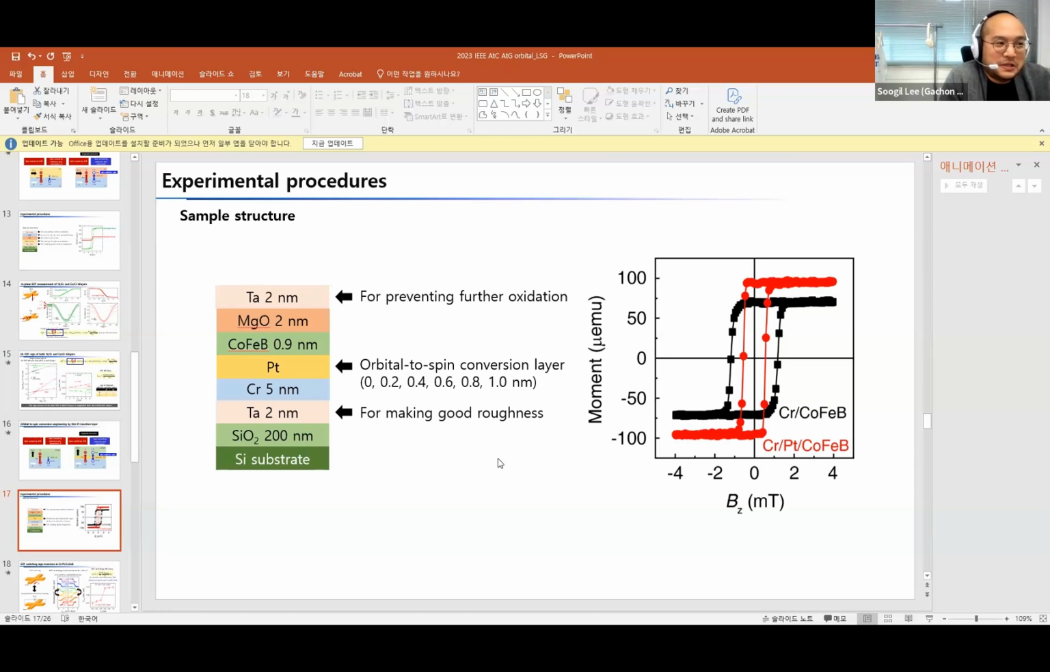Actually, this is not exact thickness. This is nominal thickness. We estimated this thickness by the deposition rate of the sputtering system. And yes, maybe this 0.2 or 0.4 is not a continuous film. Maybe there is some island growth, something like that. But we cannot check that in our experiment.